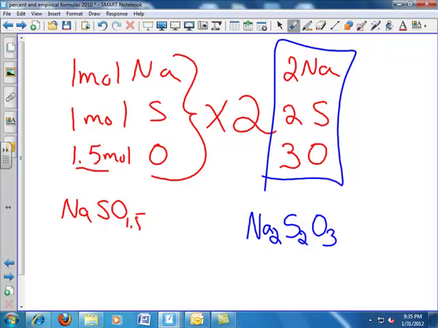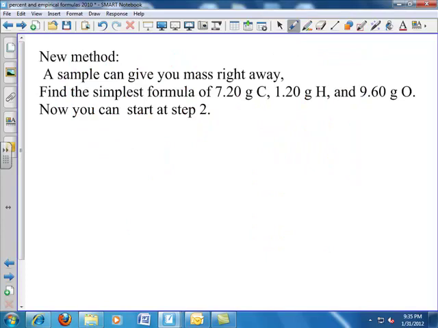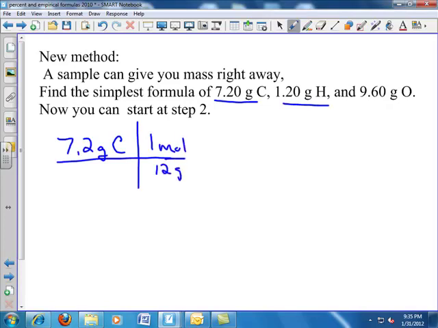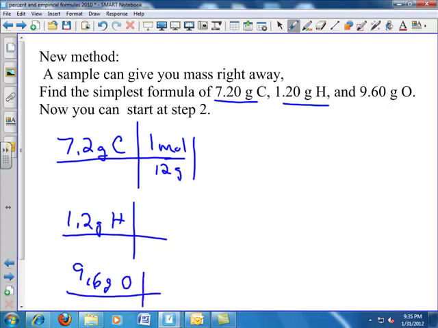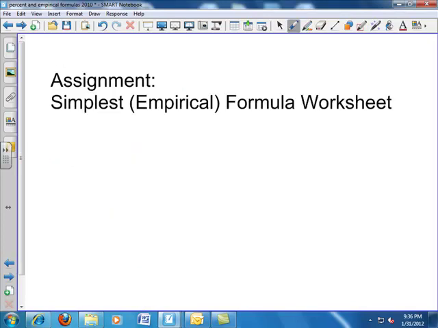Okay? One other thing that can happen to you. One last thing that could happen is you could be given mass right away. And if you're given mass right away, then you don't have to convert. You can just take these masses and work with them. So you can take 7.2 grams of carbon and you can set up and go change those to moles. And you can take the 1.2 grams of hydrogen and you can go on and you can take the 9.6 grams of oxygen and you can go on. Okay? So if you're given grams right away, then you don't have to worry about the percents. You just take the grams and you go. Okay? So from here, your assignment is the simplest empirical formula worksheet.